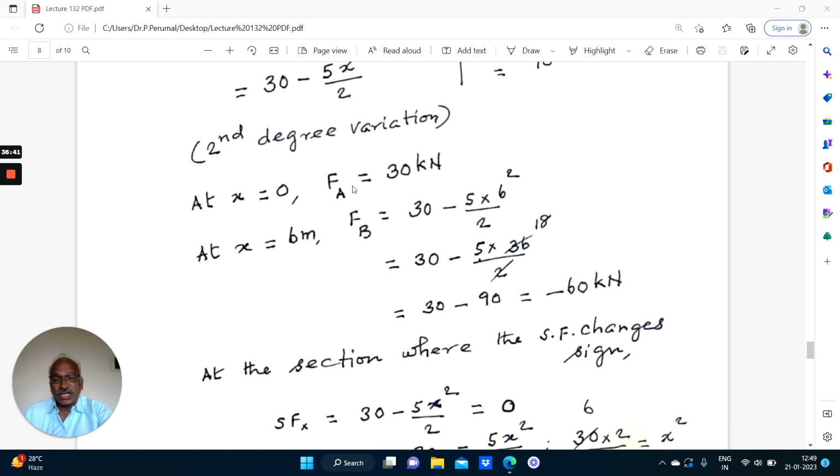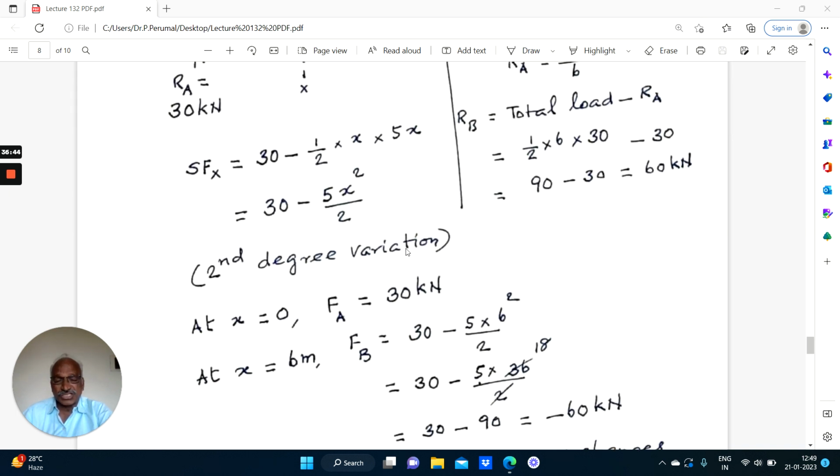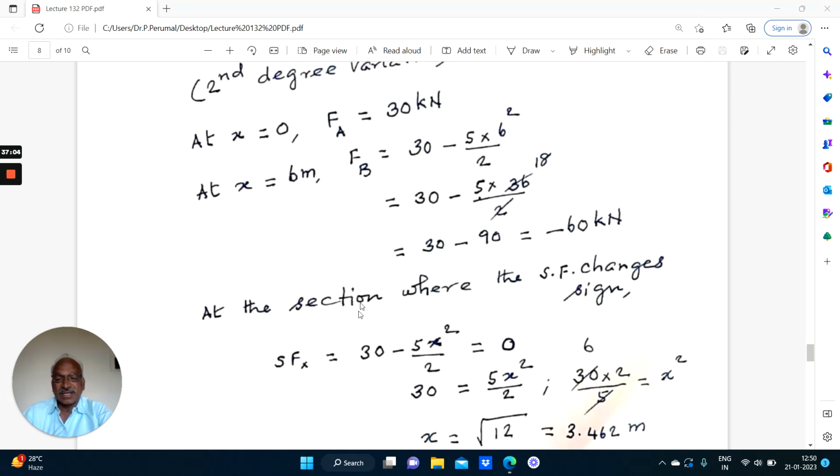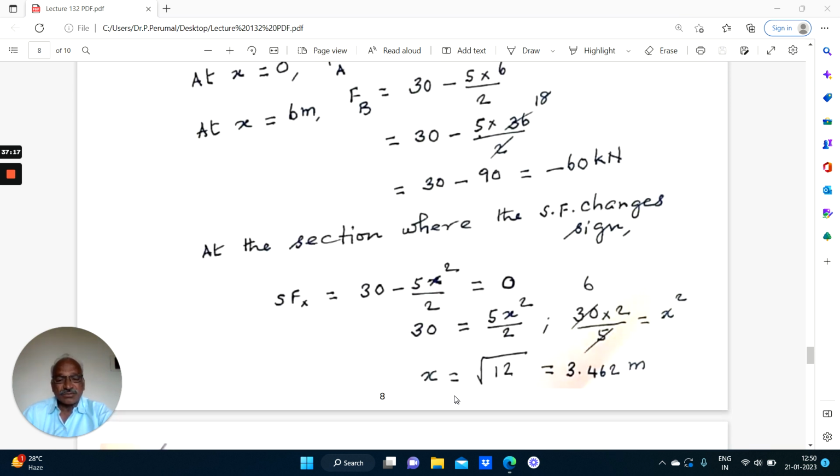Right. Now, to find out the location where the shear force changes sign: where it changes sign, the shear force is 0. It changes from positive to negative, so at that section the shear force is 0. So the shear force at x equal to 30 minus 5x square by 2 equals 0. That will give you the value of x at the section where the shear force changes sign. SF equal to 30 minus 5x square by 2, the value is 0. On solving this, you get the value of x equal to 3.462 meters. So at 3.462 meters from the left hand support, you have to show the change in the sign of the shear force diagram.